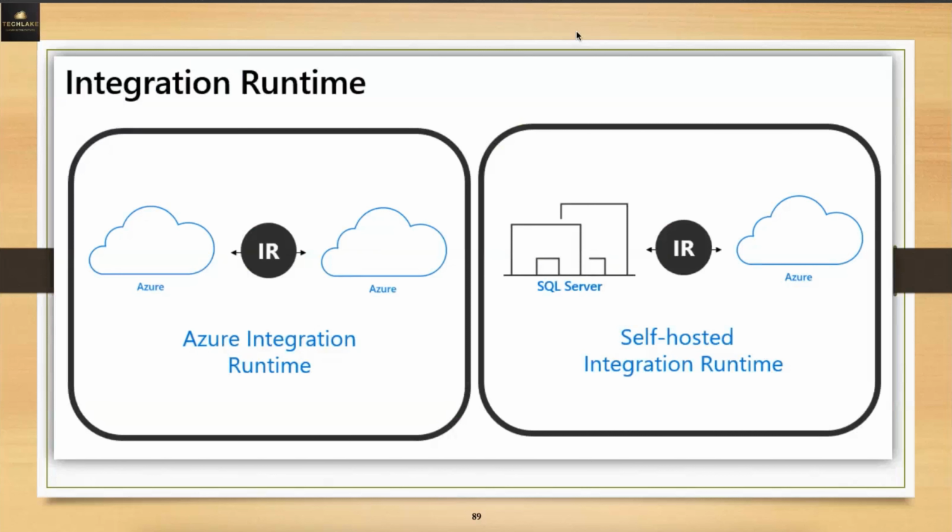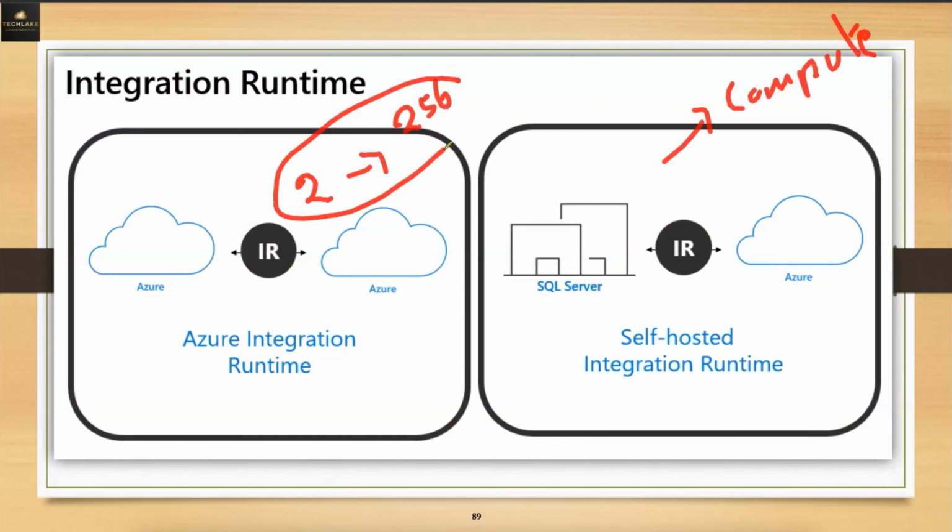Azure integration runtime is a server, an ETL server. Like every ETL will have a server, right? That is a serverless compute. The compute on-premises depends on the on-premises compute power. If it is the cloud, we can go with 2 nodes to 256 nodes. That's the maximum compute power which you can get for one integration runtime.